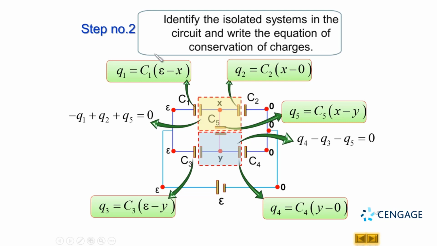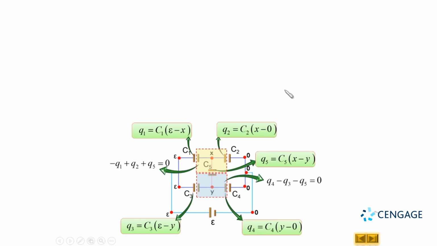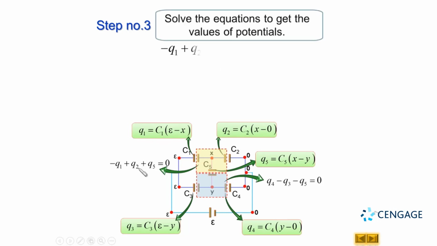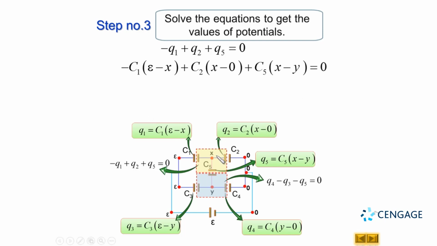Now we know the values of Q1, Q2 and Q3. If we substitute the values of Q1, Q2 and Q5 in this equation and this equation, we will get two equations because we have two unknowns here. So step number 3 is nothing but solving the equations. The first equation is minus Q1 plus Q2 plus Q5, and we write the values of Q1, Q2 and Q5. We know the summation of the charge for an isolated system should be 0. So we get equation number 1 for this upper isolated system.